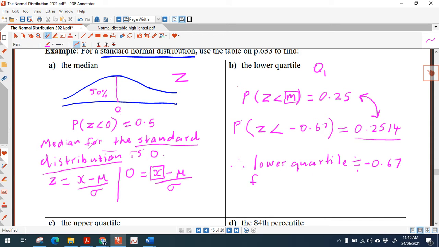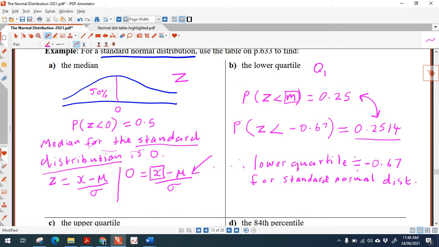I'm going to make sure I make this statement for the standard normal distribution. If you wanted to find the lower quartile for the X distribution, just as I said over here, you'd have to use that formula to work out what X score corresponds to this result here. So there's your Z score there.